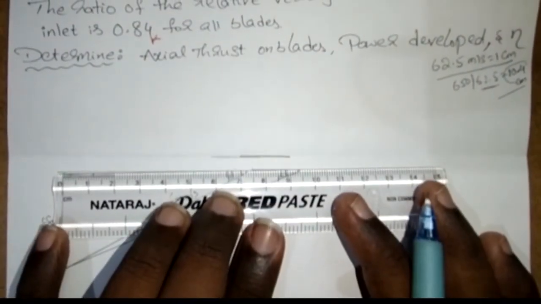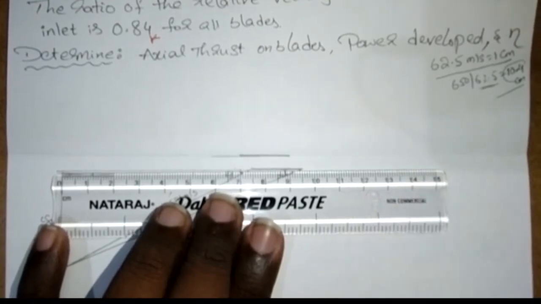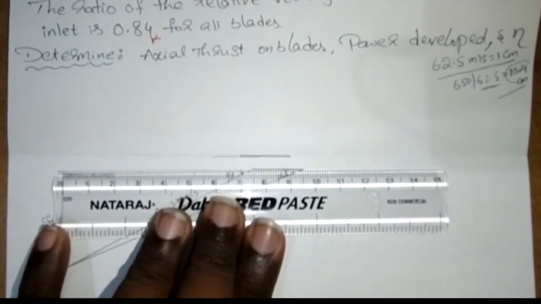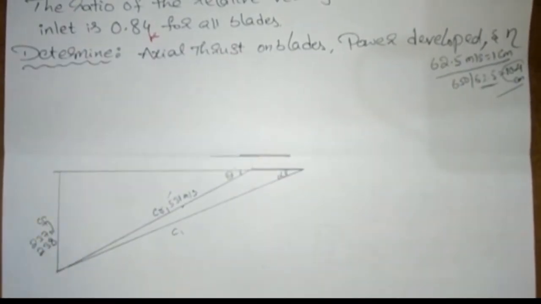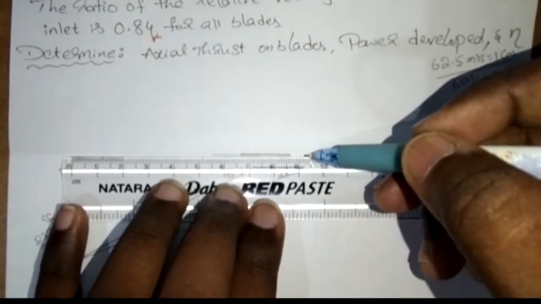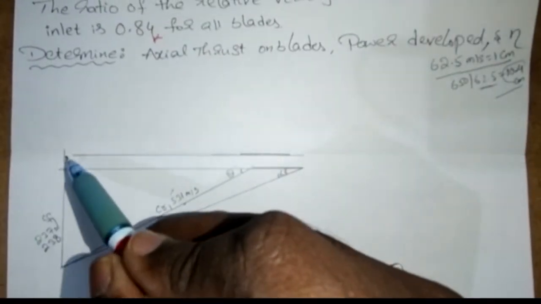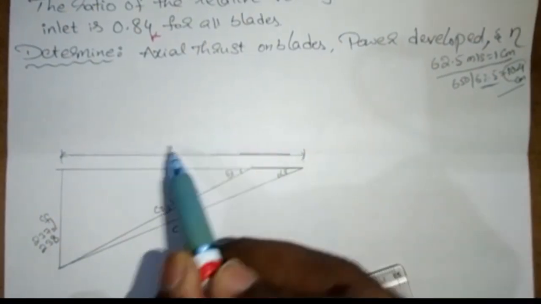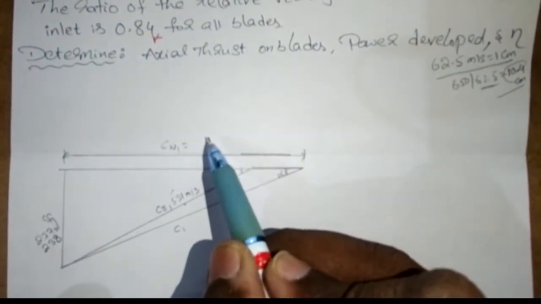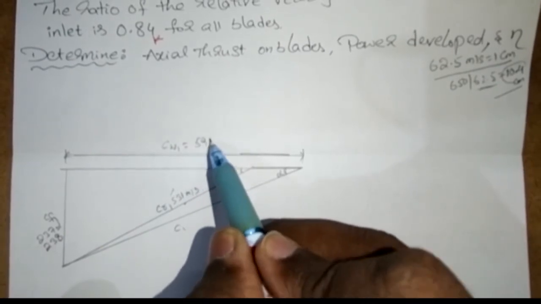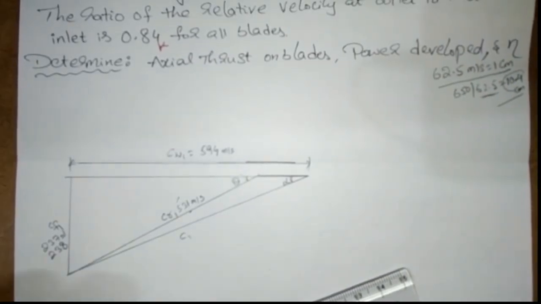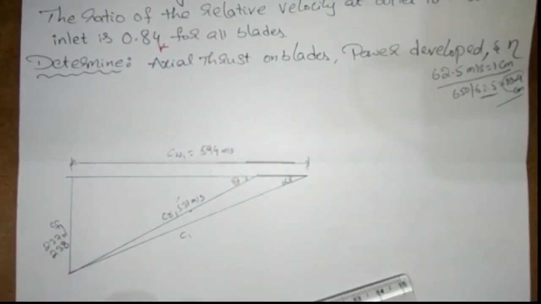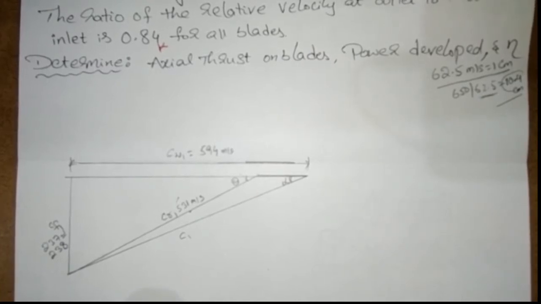Here this is CW1, around 9.5. 9.5 into 62.5, around 593.75. I rounded it to 594. Up to now, the inlet velocity diagram is completed. Next we have to draw the outlet velocity.